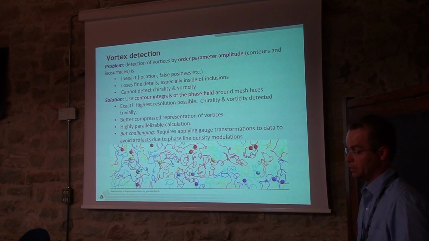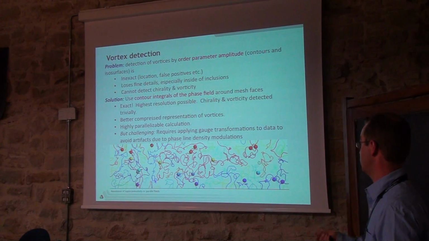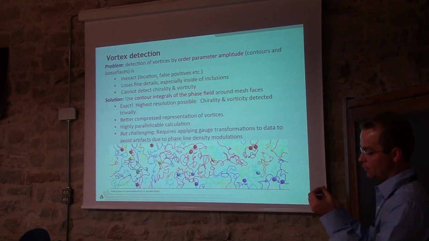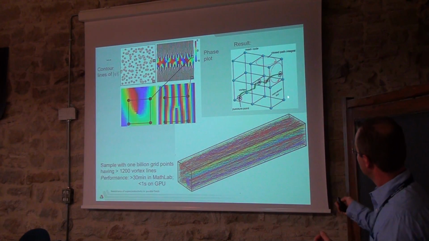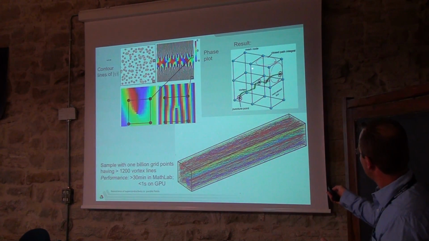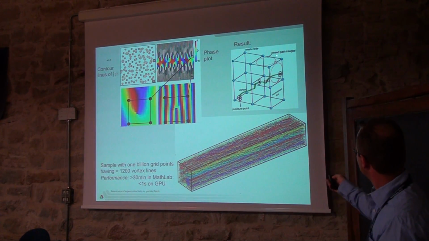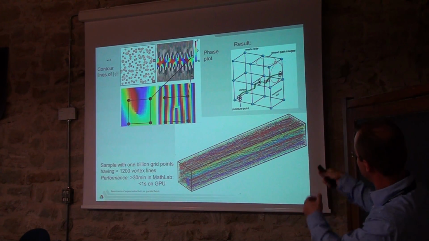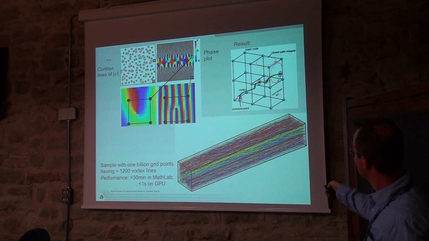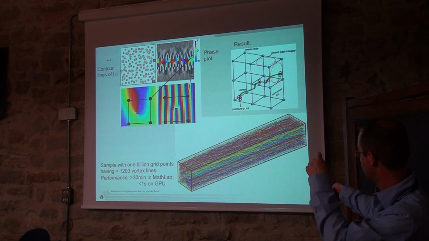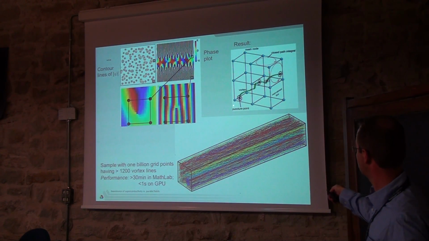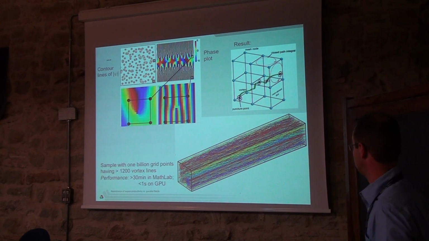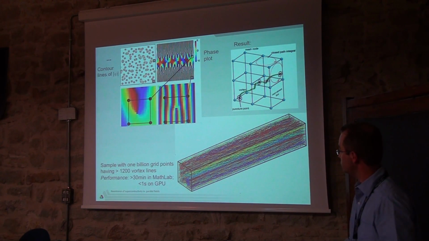This calculation is also highly parallelizable, so it is very important for us to do this efficiently, because you can imagine for a three-dimensional sample, for each grid point you need to do 3 contour integrals to capture all 3 phases. Then you can interpolate the puncture point of vortices for each mesh cell, and this way track vortices through the sample.